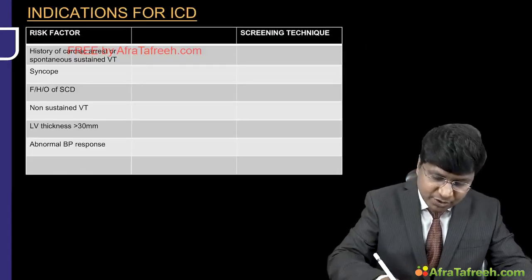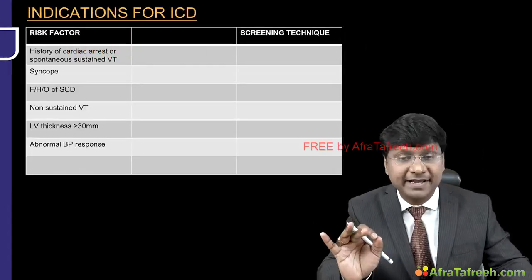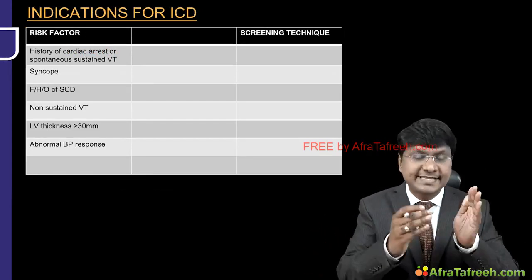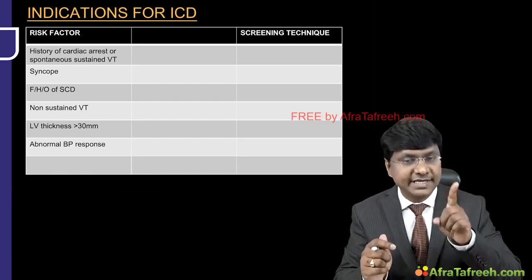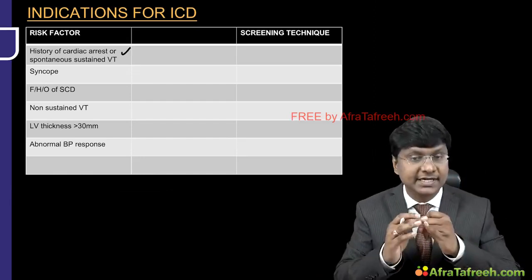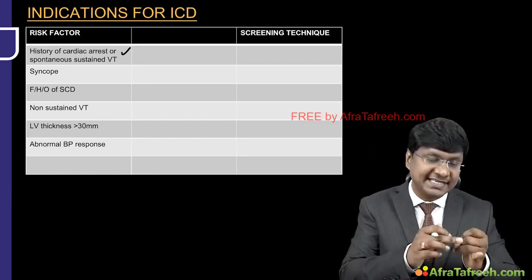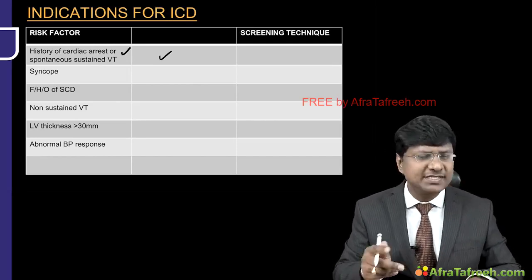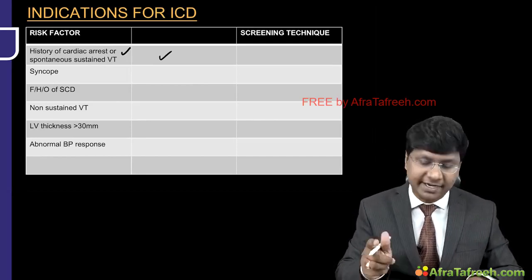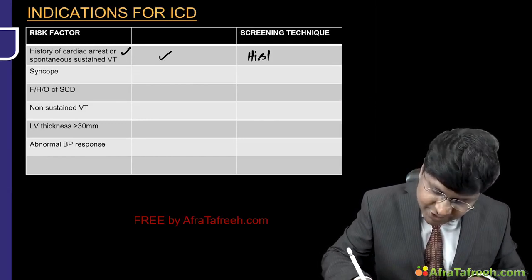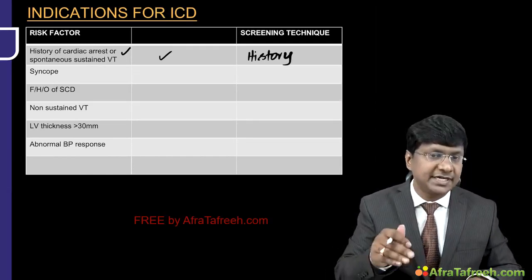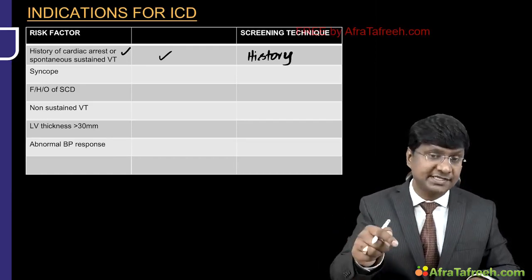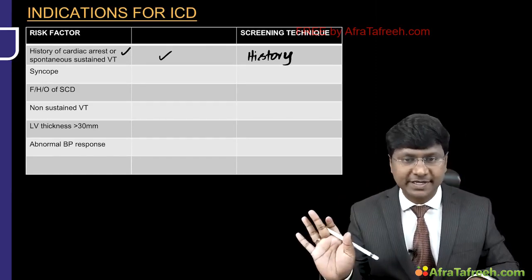Now, these patients with hypertrophic cardiomyopathy should be placed on an implantable cardioverter defibrillator. But you need to know which group of individuals require the ICD. First and foremost, if the individual has a history of cardiac arrest or spontaneous sustained ventricular tachycardia, then he is a candidate for the ICD. So what is the screening technique for knowing that there is a history of cardiac arrest? The history will tell you. You should ask either the patient or the patient attender if there was any history of cardiac arrest or spontaneous sustained ventricular tachycardia. In them, you need to place the ICD.